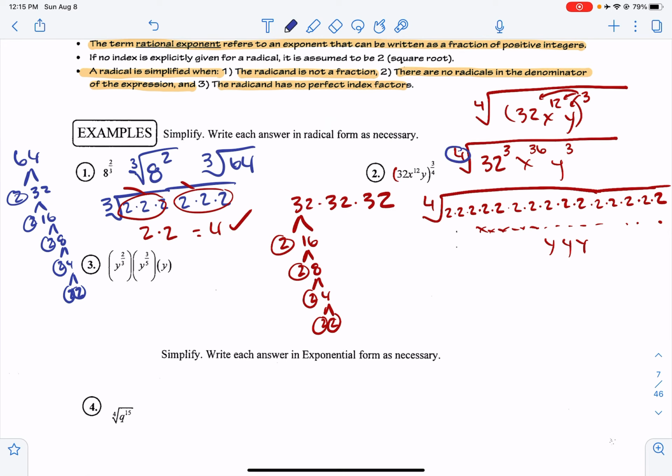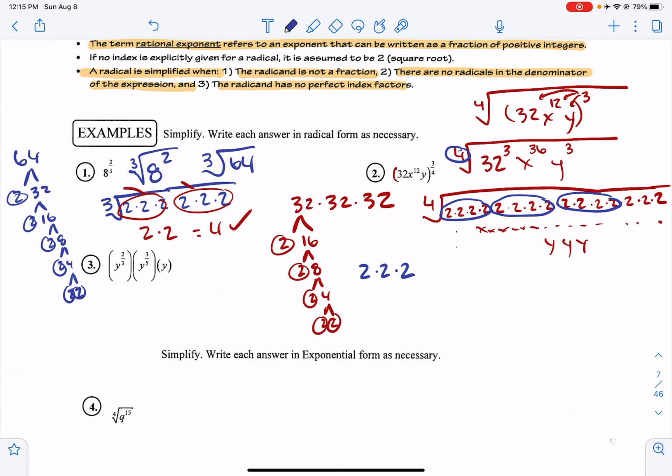So if I start with my 2's, I've got 4, 4, 4, and then I'm left over with 2. I'm left over with 3 2's. But at least I can pull out those 3 groups. So those are going to go out in front. So I'm going to get 2 times 2 times 2. That's going to go in front.